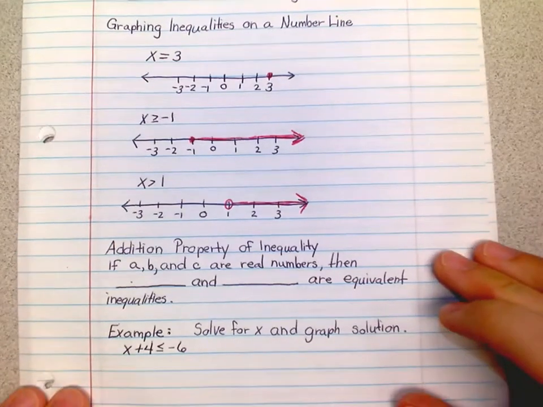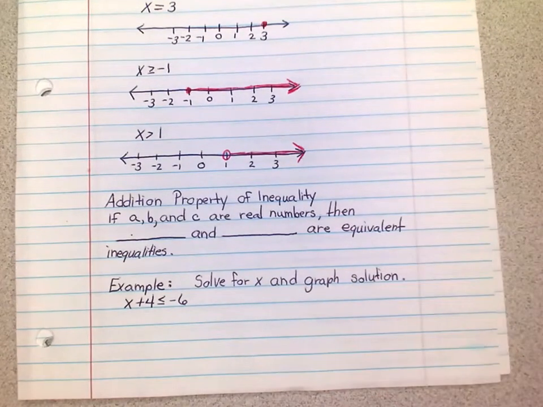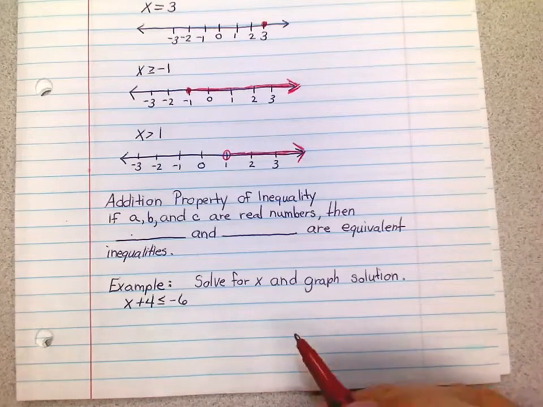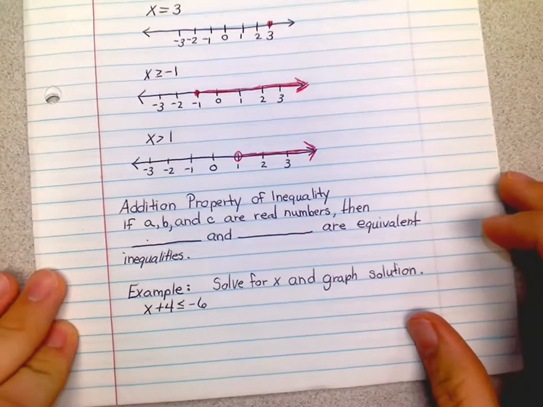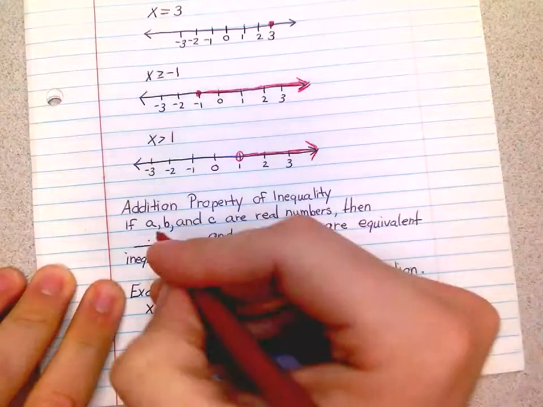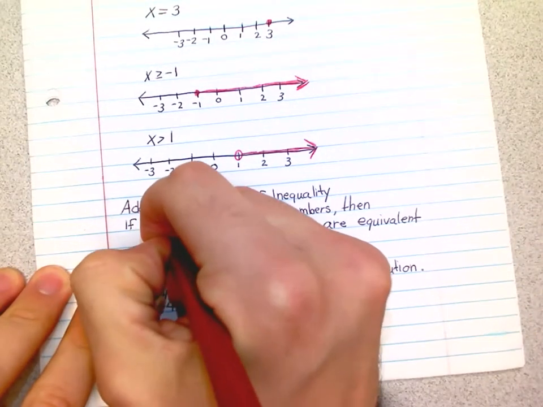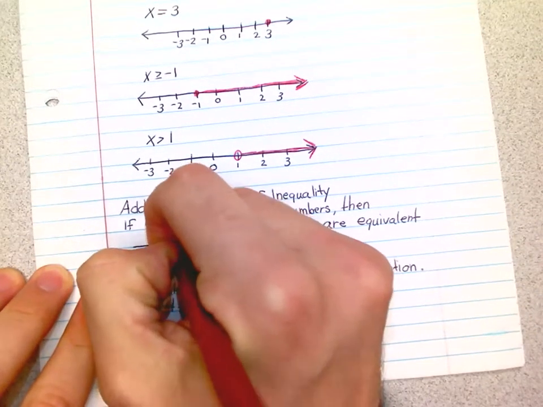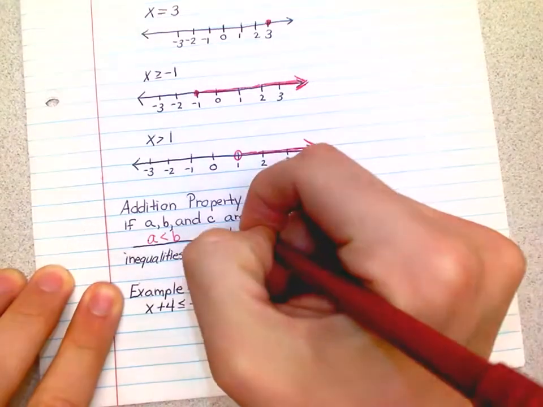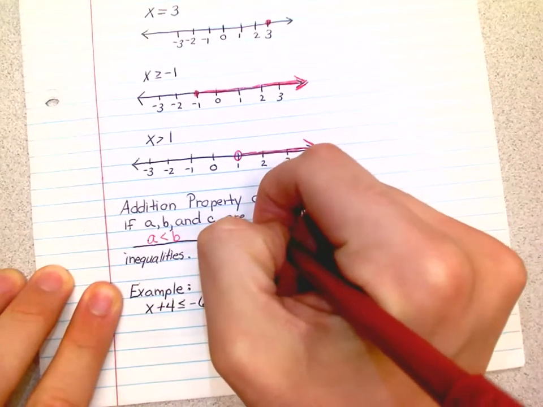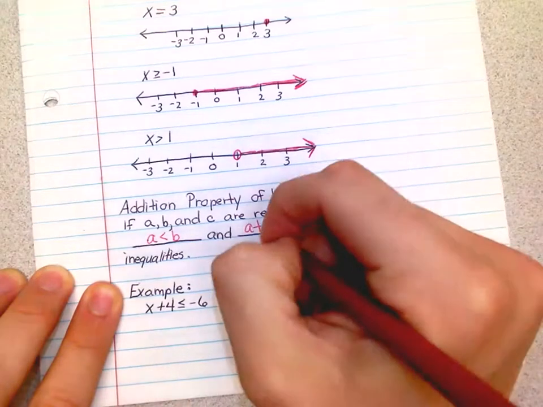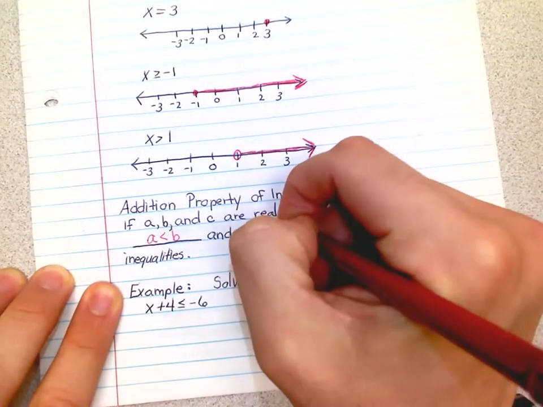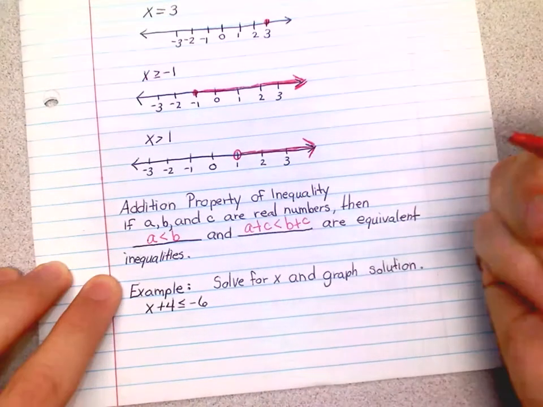Okay, now let's talk about the addition property of inequality. If A, B, and C are real numbers, then blank and blank are equivalent inequalities. Right, to fill that in, if A, B, and C are real numbers, then A greater than B, and A plus C is greater than B plus C.